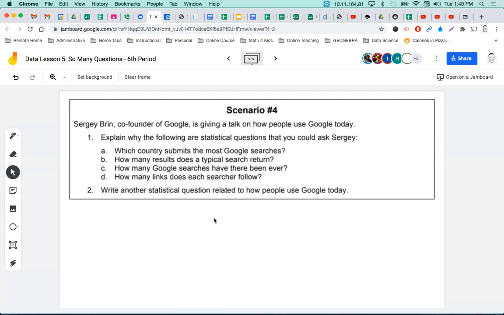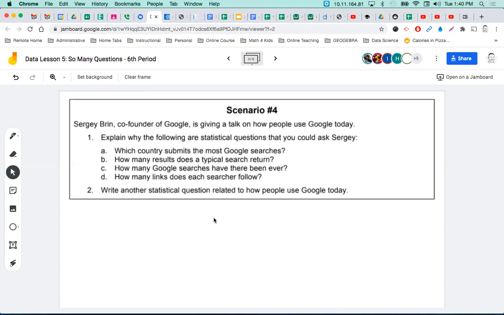All right, we're going to go through these 4 questions, then you guys are going to come up with one. It says, what country submits the most Google searches? This person has a ridiculous amount of data at his disposal. Google collects all this information: location, what's being searched for, things that you click on, how long you're searching for things. He has all this data.